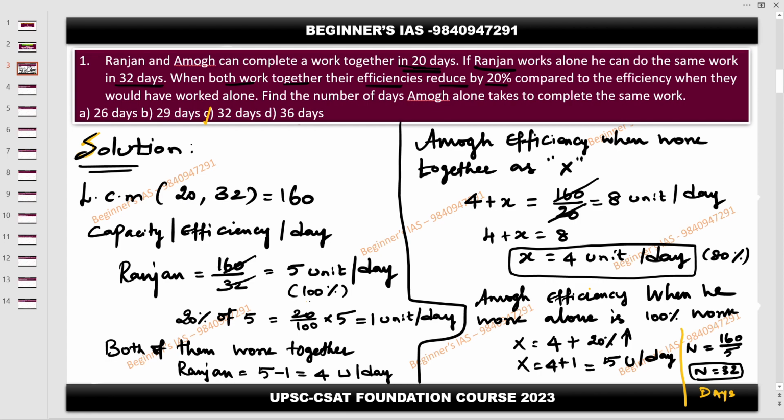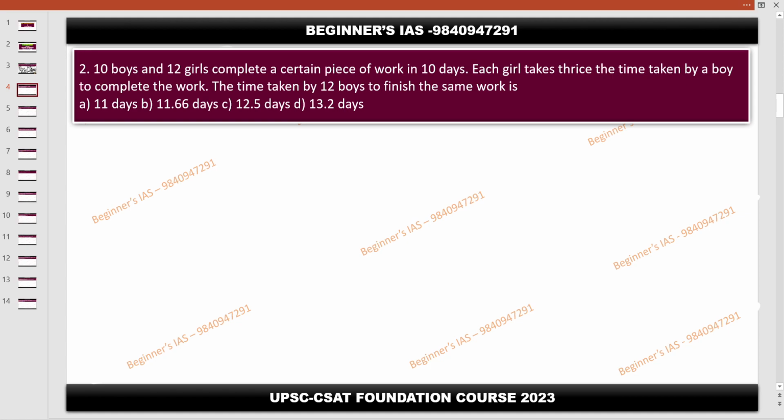Fine. So does anybody else have a doubt here? No means we will move on to the second question. Fine. Rashekar, understood? Yes, sir. Let us move on to the second question. 10 boys, 12 girls complete a certain piece of work in 10 days. Each girl takes twice the time taken by a boy to complete the work. The time taken by 12 boys to complete the same piece of work is.